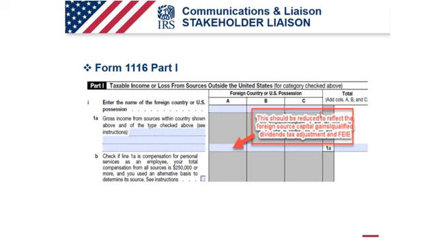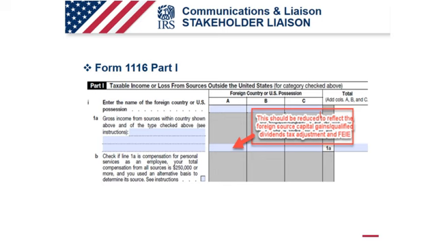Line 1A includes income in the category checked above in Part 1 that's taxable by the U.S. from sources within the country you listed in the columns. You must include the income even if it wasn't taxable by the foreign country. Remember, the U.S. taxes worldwide income. You would describe it on the lines to the left. Now, one thing we see, if you have a general category form, you would not include any earned income excluded on Form 2555, foreign earned income. If you excluded this income, it should not be included in the FTC calculation. So you would need to reduce the gross by the FEIE taken.